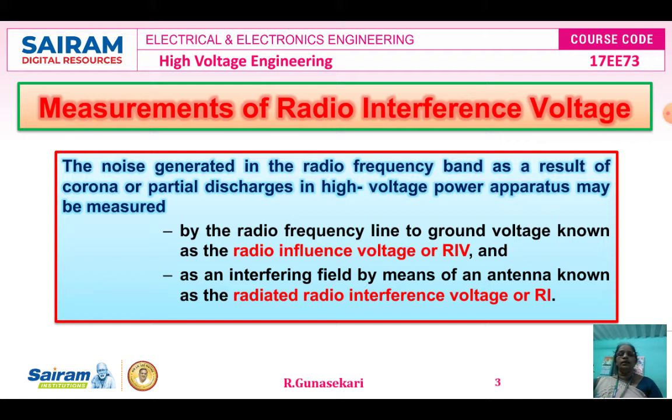Then another one is the interfering field measured by means of an antenna, which is known as the radiated radio interference, denoted by RI.